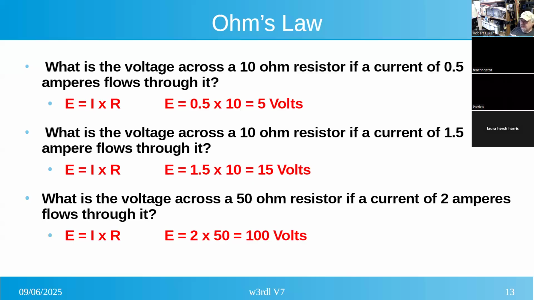If we had a 10 ohm resistor and 1.5 amperes, we're going to get 15 volts, because the current is 3 times what it was in the previous example. So the voltage is 3 times as high. And if we go with a 50 ohm resistor and the current is 2 amps, it would take 100 volts to create that amount of current through that 50 ohm resistor.